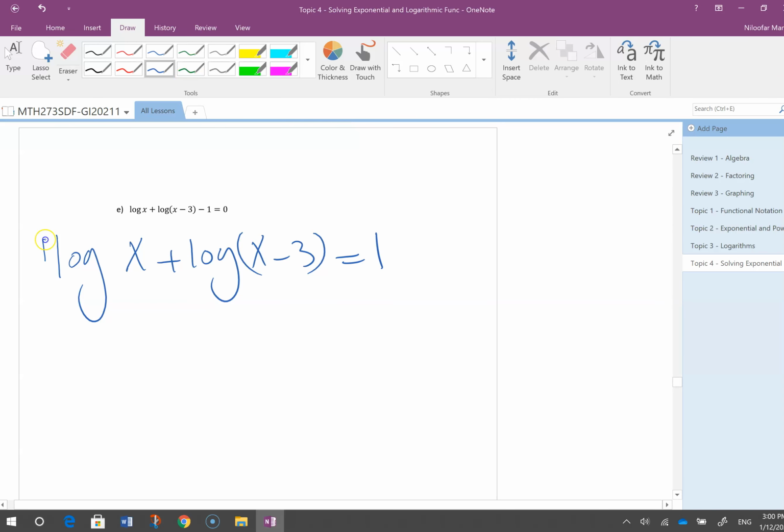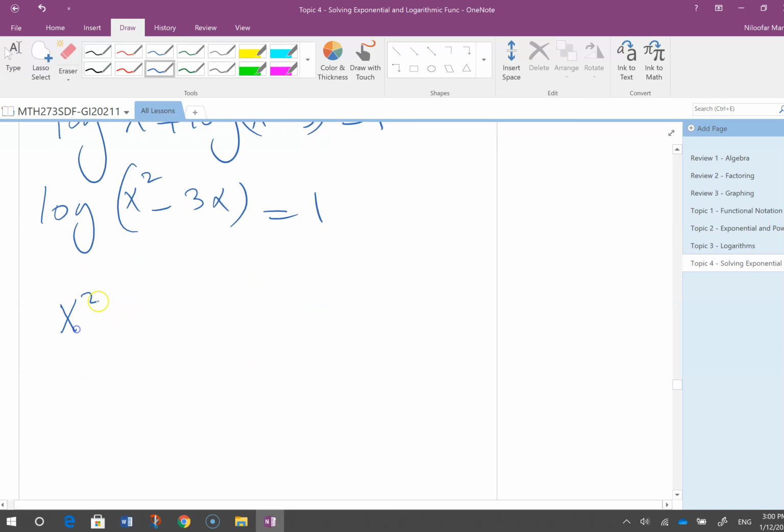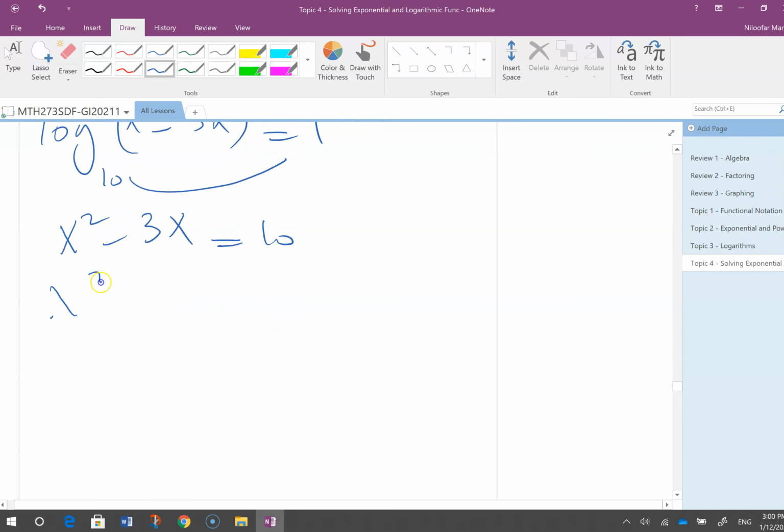If I have something here, I take it to the power. Something here, I take it to the power. I don't have, okay, oh, perfect. So it is logarithm of x times x minus 3, x squared minus 3x, because I multiply, equal 1. And then it is x squared minus 3x equals 10. And then it is x squared minus 3x minus 10 equals 0.